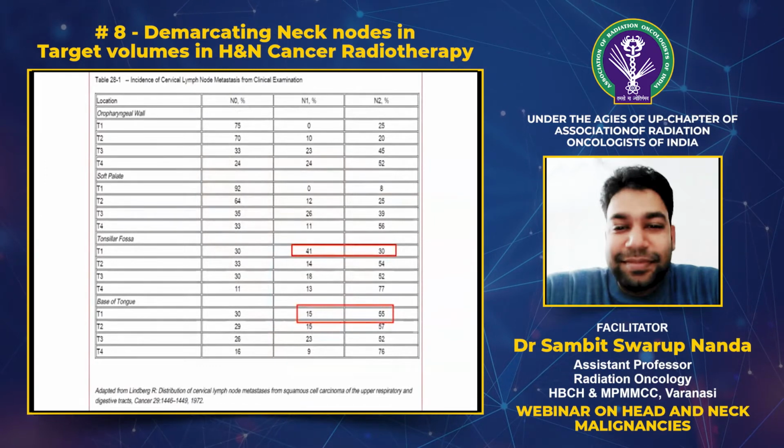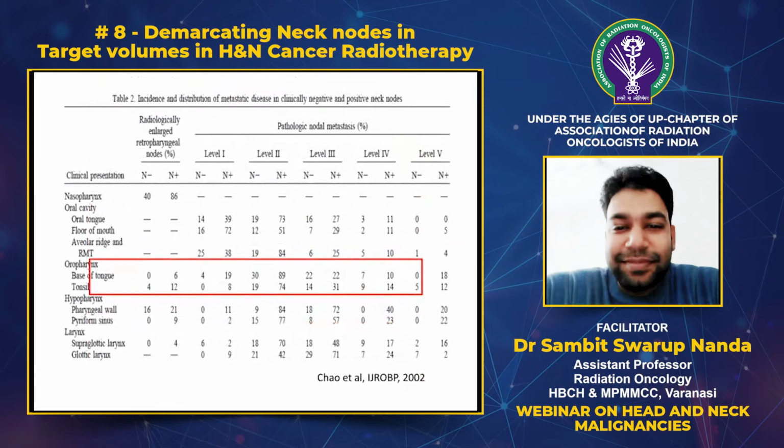As we can see in this paper by Lindberg et al., which was way back in 1972, this is a surgical series, and based on the neck dissection, even in a T1 base of tongue tumor or T1 tonsillar fossa tumor, the chance of N1 and N2 nodes is significantly high and ranges up to 30 to 40%. So it is difficult for any lymph node station to be left behind in these cases. Broadly speaking, based on the Chow paper, level 2 is the most commonly involved, followed by level 1B and level 3 in case of base of tongue and tonsil primaries.